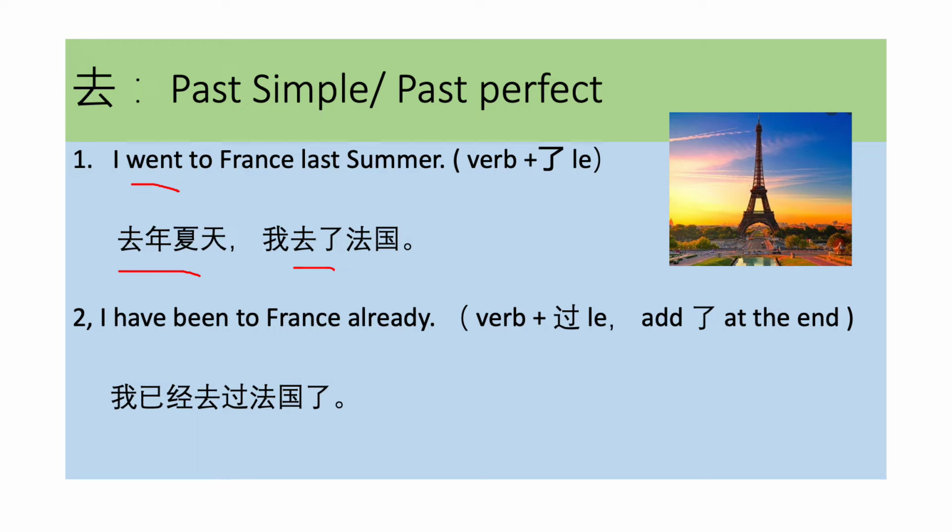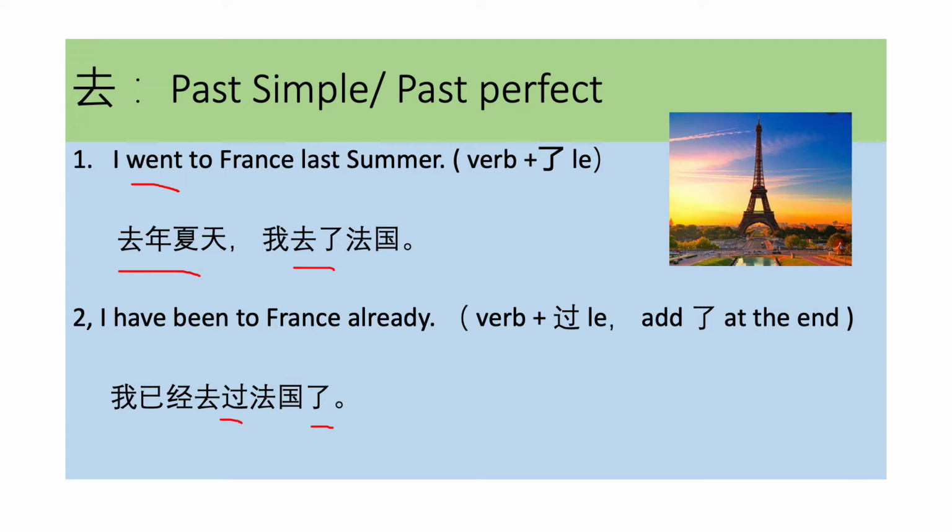How to do past perfect in 去? It's equivalent to have gone or has gone to in English. So how do we make that happen? We add 过 behind the 去. And we normally add 了 at the end of a sentence.